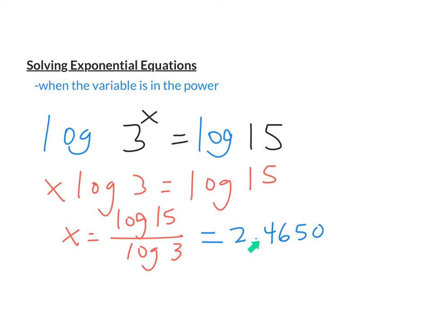2.4650. If I raise 3 to that power, it's going to give me 15, or about 15 since this is rounded. Okay. So anytime we have problems like this, where I have a variable and a power, I can just take the log of both sides, and that will bring the power down.